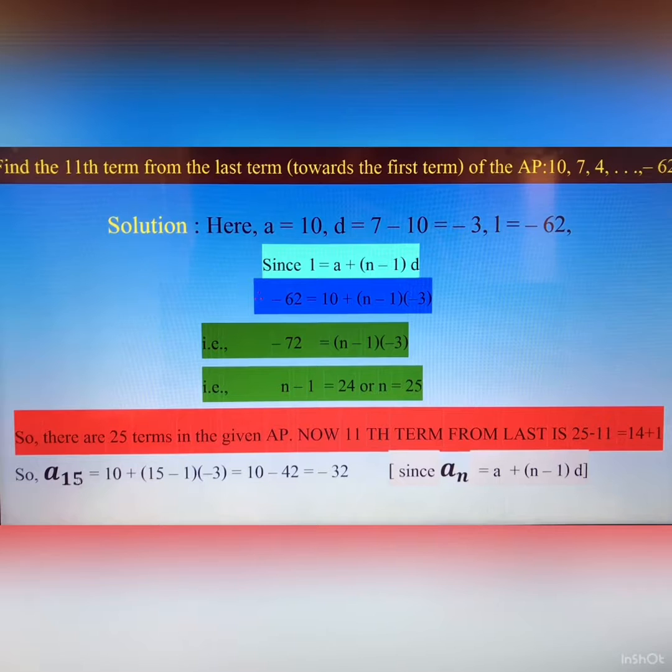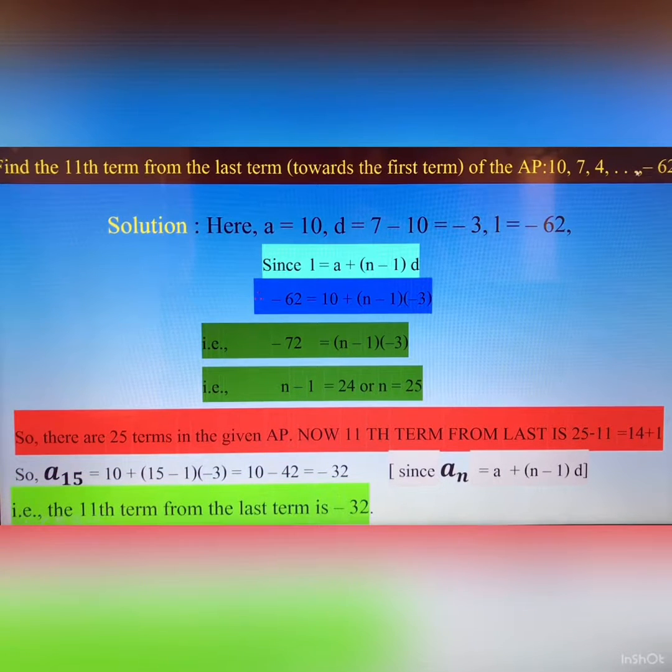So we will find the 15th term, that is a plus (n minus 1) into d, where a is 10 and n is 15, so (15 minus 1), and d is minus 3. We will get 10 minus 42, that means minus 32. So minus 32 is the 11th term from the last.